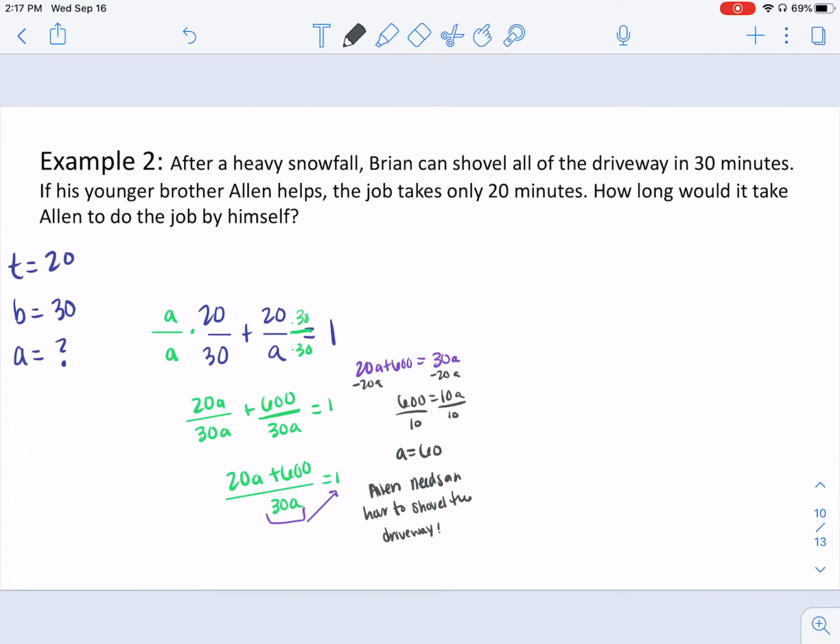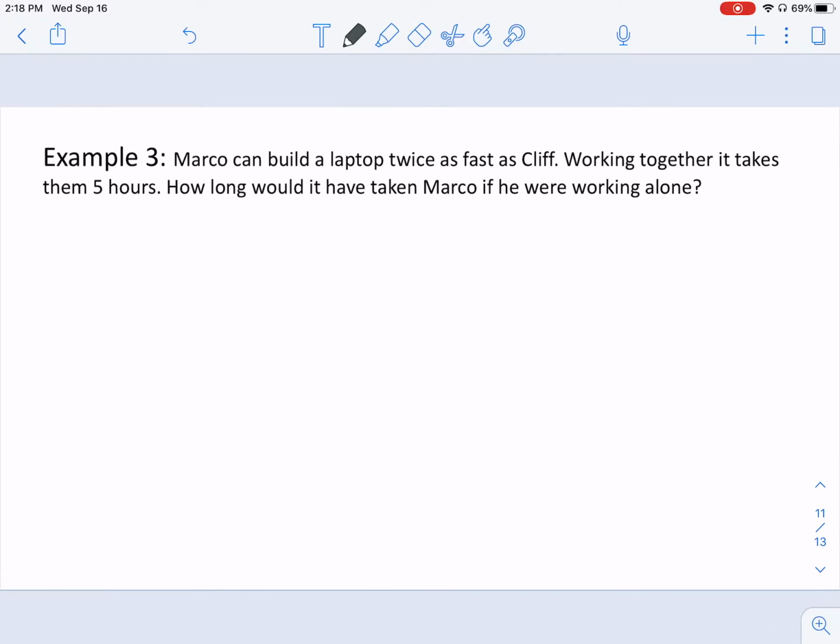All right, I have one more of these examples for you. This next one is slightly tricky. You have to put some information together. We have to do some mind solving here. So, Marco can build a laptop twice as fast as Cliff. Working together, it takes them 5 hours. How long would it have taken Marco if he were working alone?